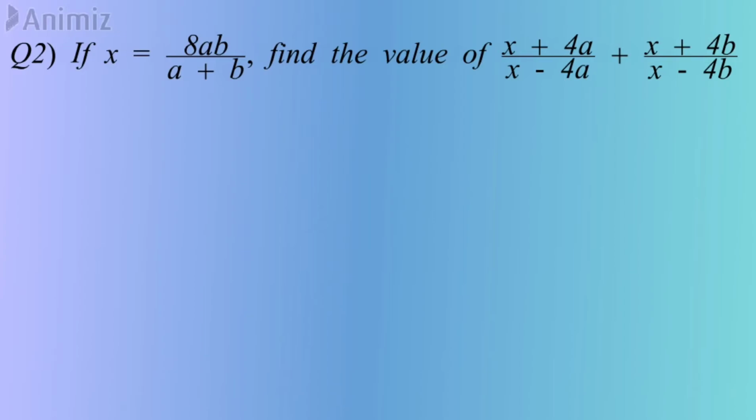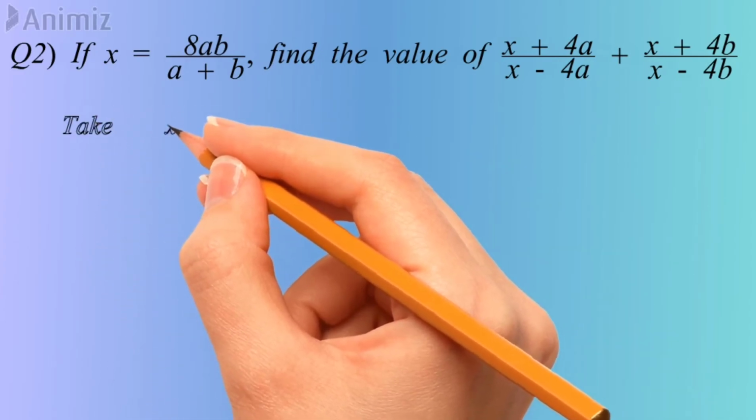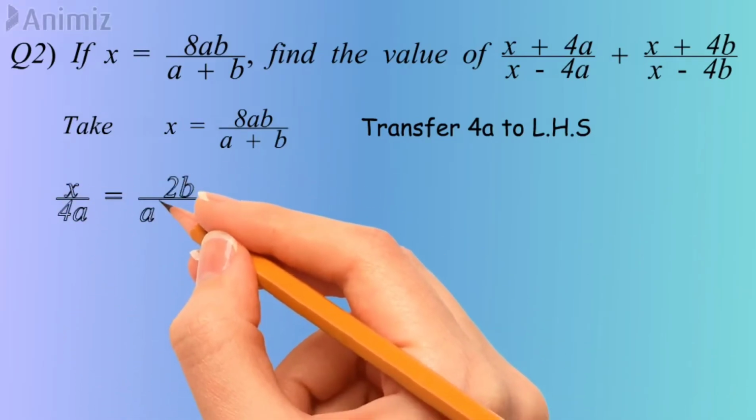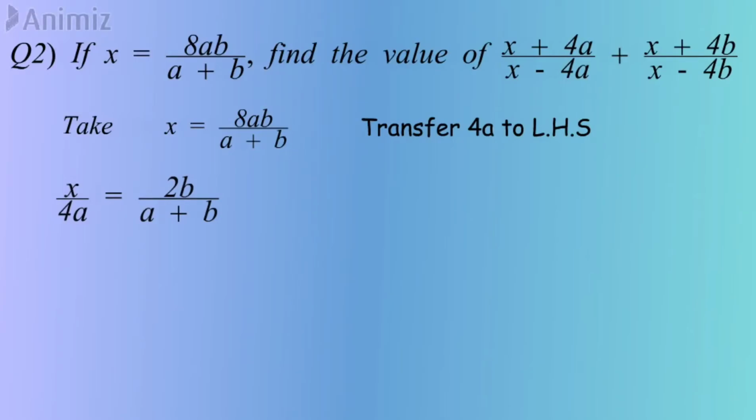Now students, 8ab you can write as 4 into 2 into ab. Then according to the required term, you can transfer 4a or 4b towards the left hand side. So same way we will do. Take x equals 8ab upon a plus b. Now transfer 4a towards the left hand side. When you transfer 4a to the left hand side, what will you get, students? Yes, x by 4a equals 2b upon a plus b.